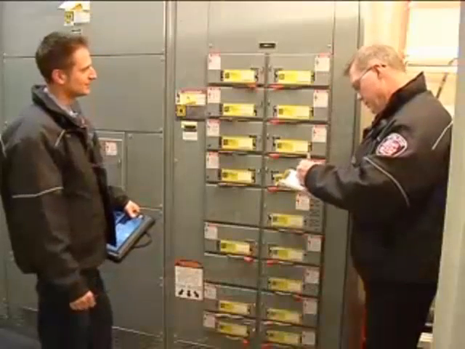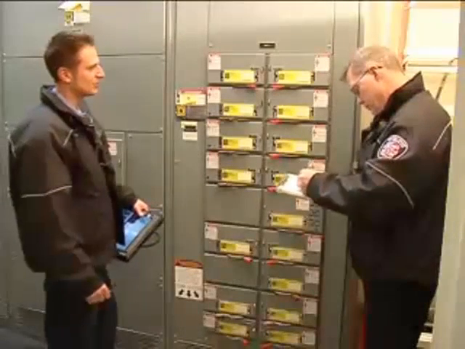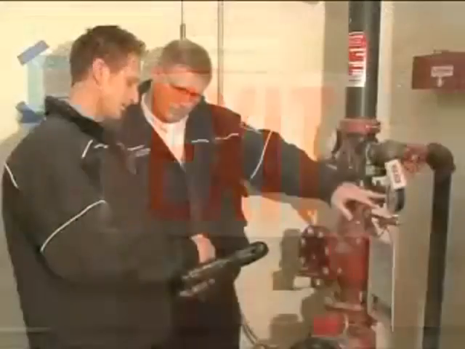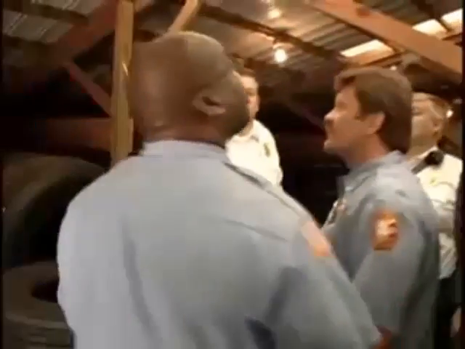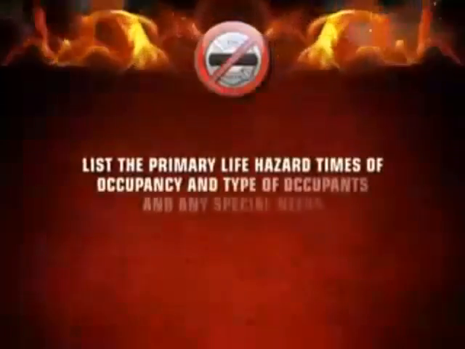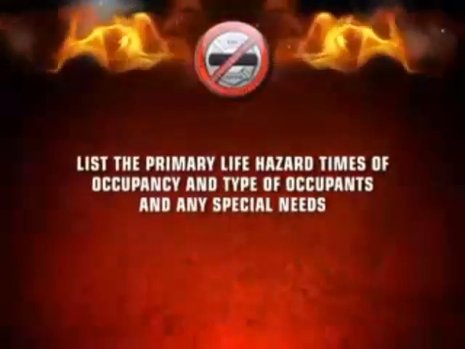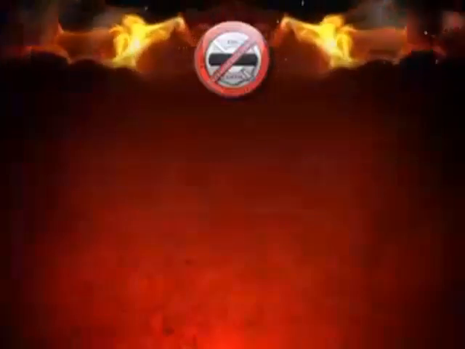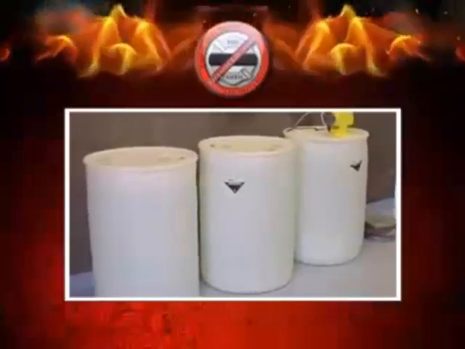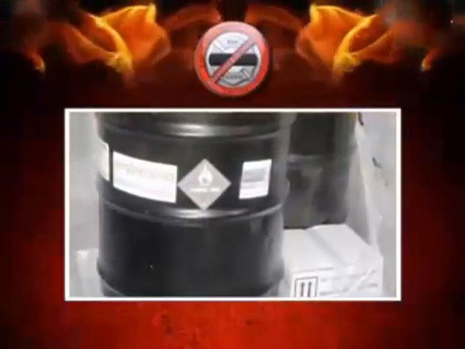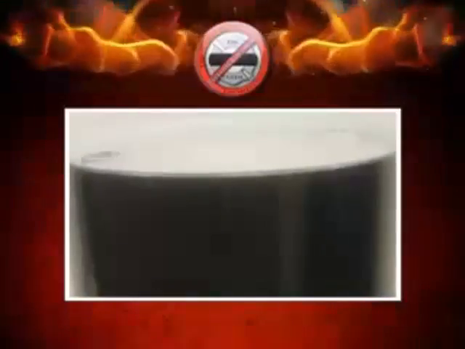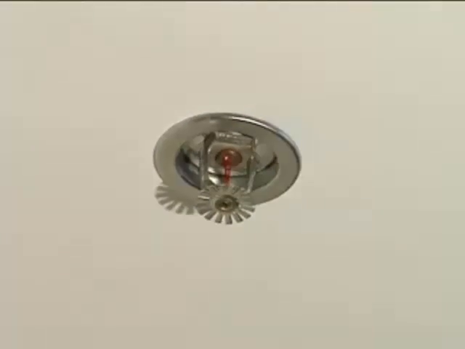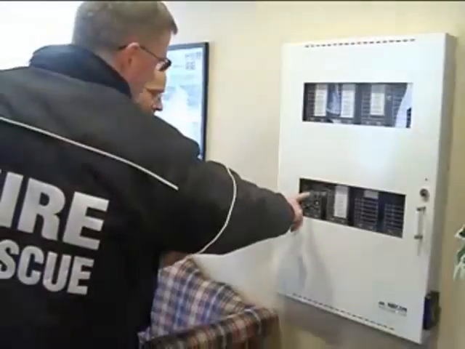On each floor, sketch all pertinent findings, including utilities, exits, fire protection control locations, and equipment access. If there is an attic area, note its construction type. List the primary life hazard times of occupancy, as well as the type of occupants and any special needs. Highlight if there are any unusual types of fire loads or hazardous materials issues based upon the chemical or volume. Significant storage locations are to be listed. Also, identify if the structure has a suppression or an alarm system.